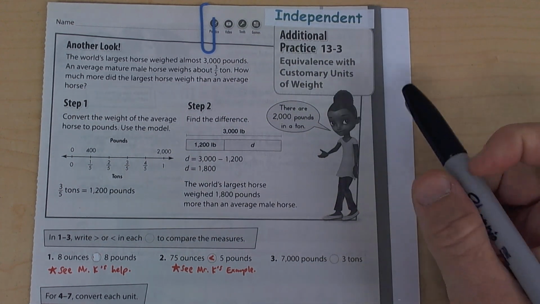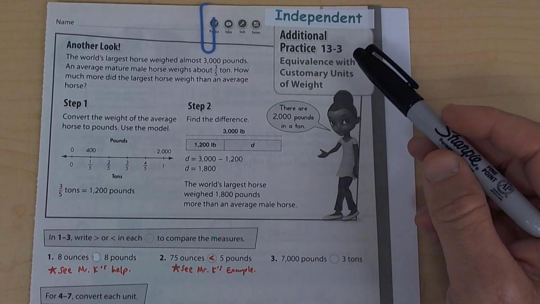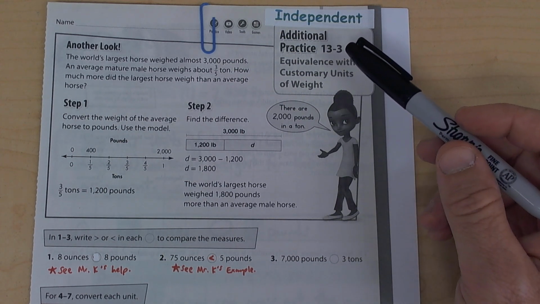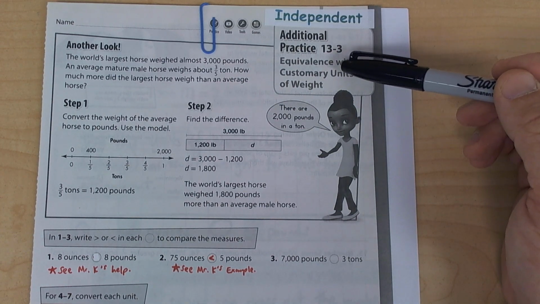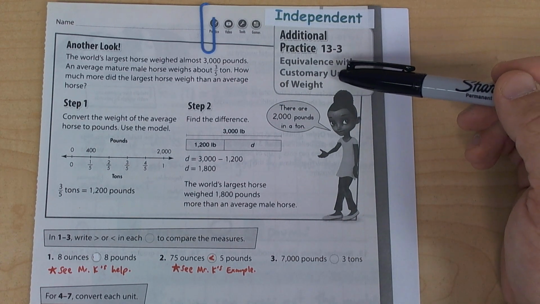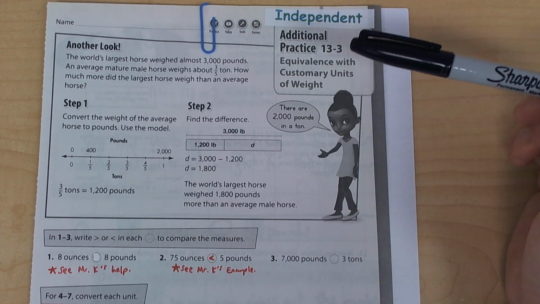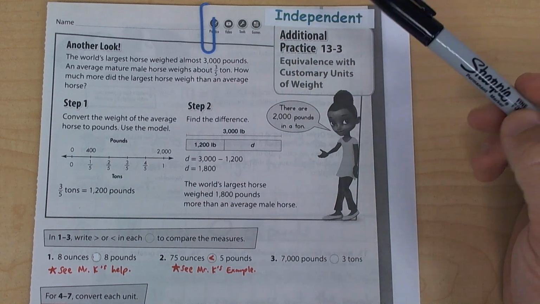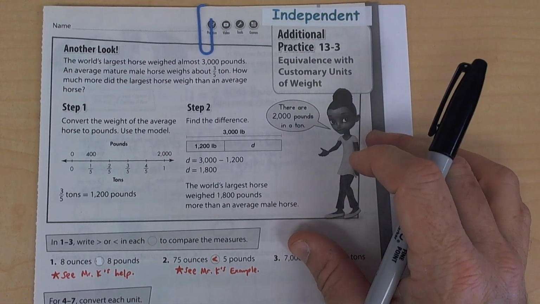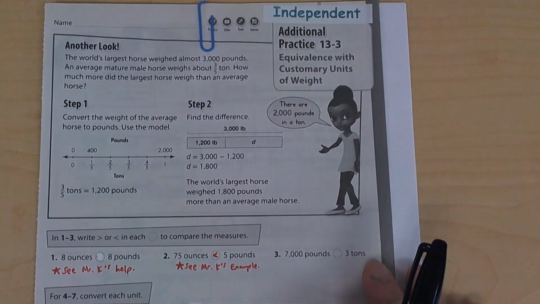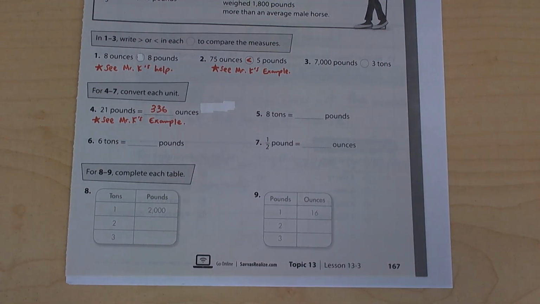Hey everybody, it's Mr. K here, and today I'm putting together your lesson 13.3 tutorial video to give you some extra help with tonight's homework assignment where we were finding equivalent units for customary units of weight. So you're going to see words like tons and pounds and ounces when we talk about these customary units of weight.